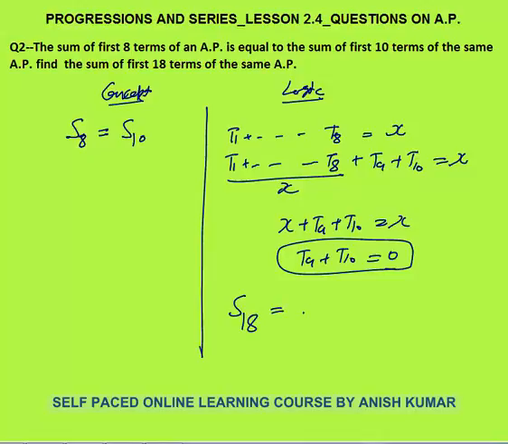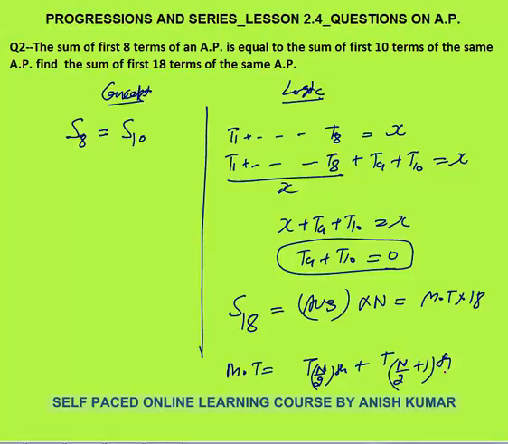Now we need to calculate the sum of the first 18 terms. We know that sum is equal to average into number of terms. Average in an AP is equal to the middle term into 18. Now what will be the middle term when n is even? The middle term when n is even will be equal to the n by 2th term plus the n by 2 plus 1th term, divided by 2. This is the middle term when n is even.